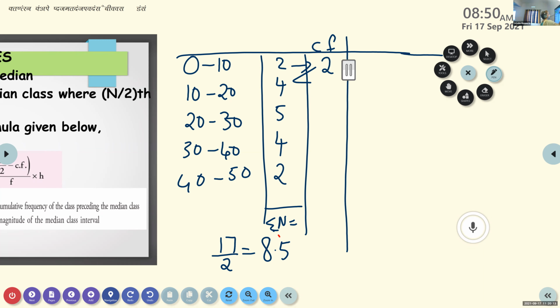6, correct. Okay, so you got 6 here. Next one, second. For the second one, you got 6. Anish, can you put it in the chat box? Next one.